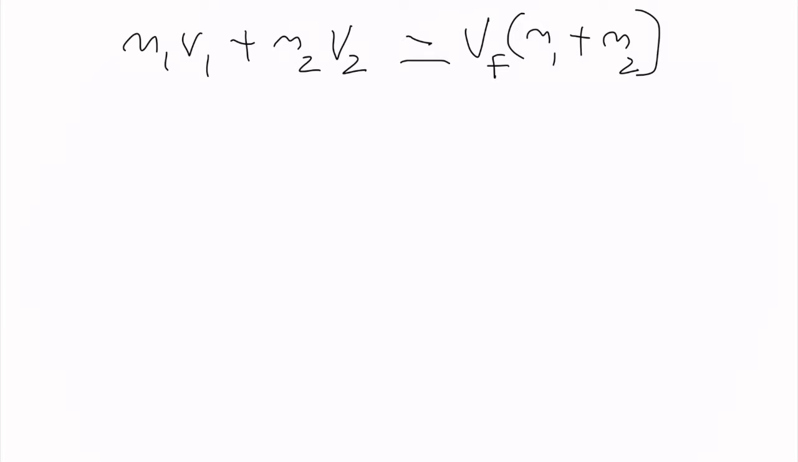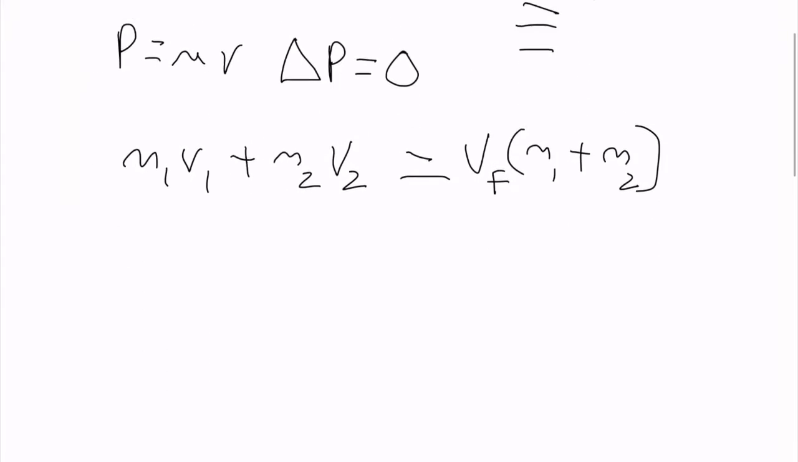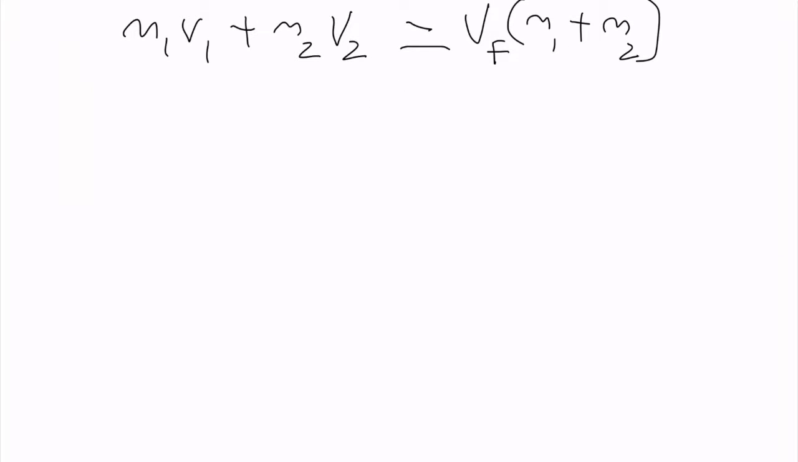Last time we left off on this problem of momentum, you were given this equation: mass 1 times velocity 1 plus mass 2 times velocity 2 equals the final velocity multiplied by the sum of the masses. We are going to simplify this equation into its simplest form and then use it to check our solution using C++.